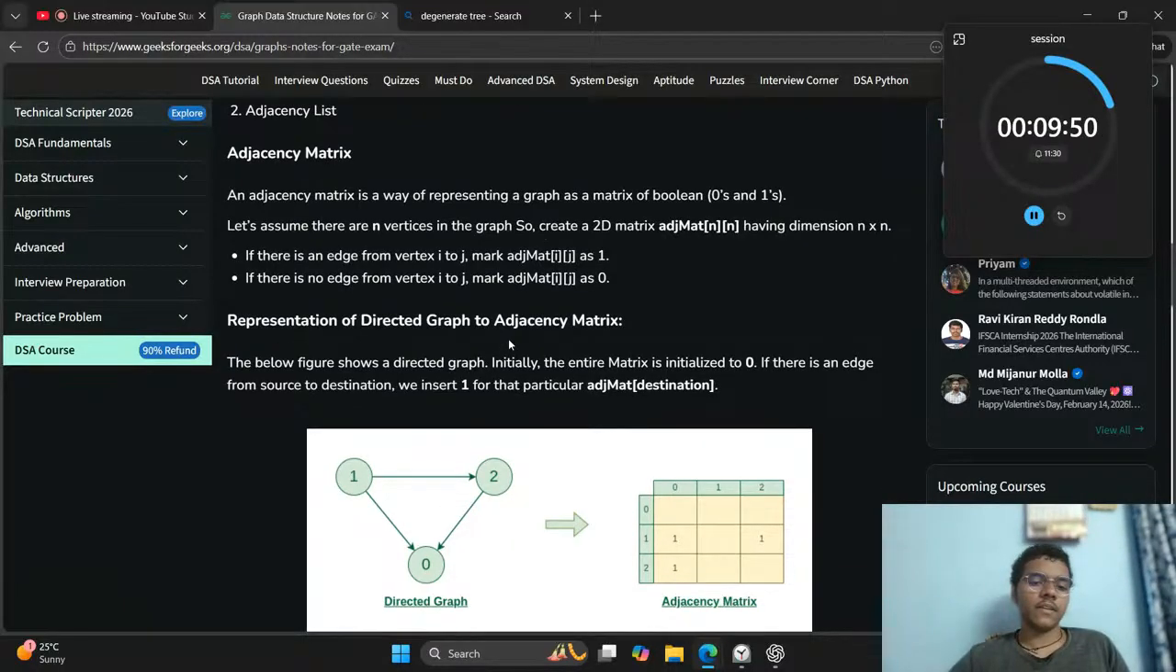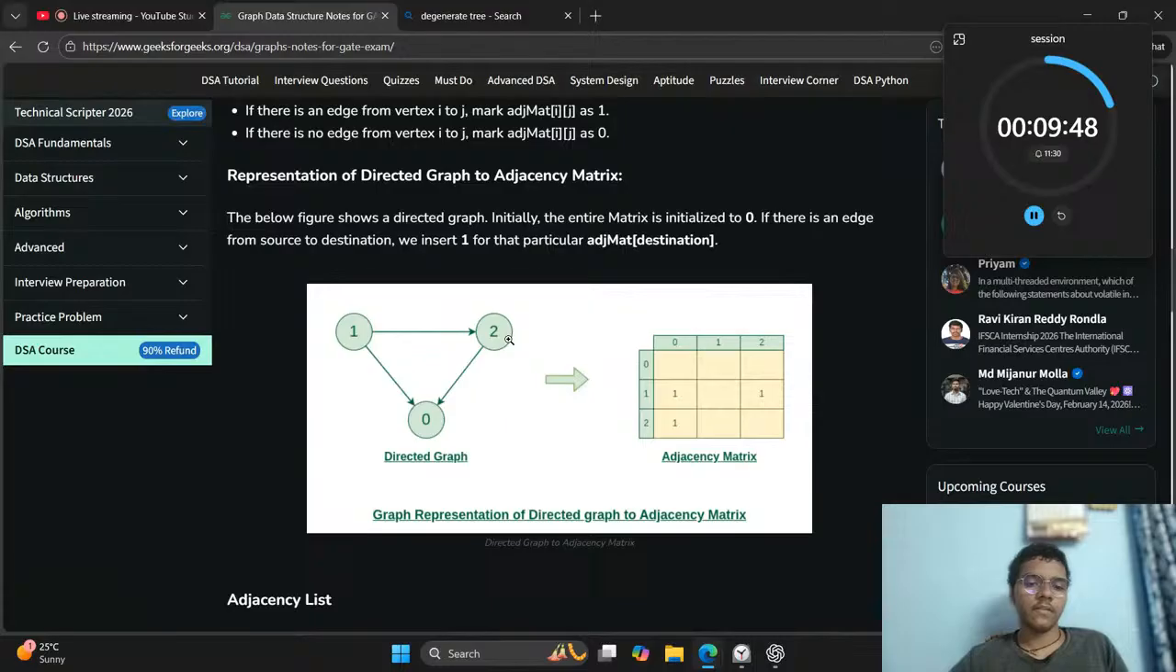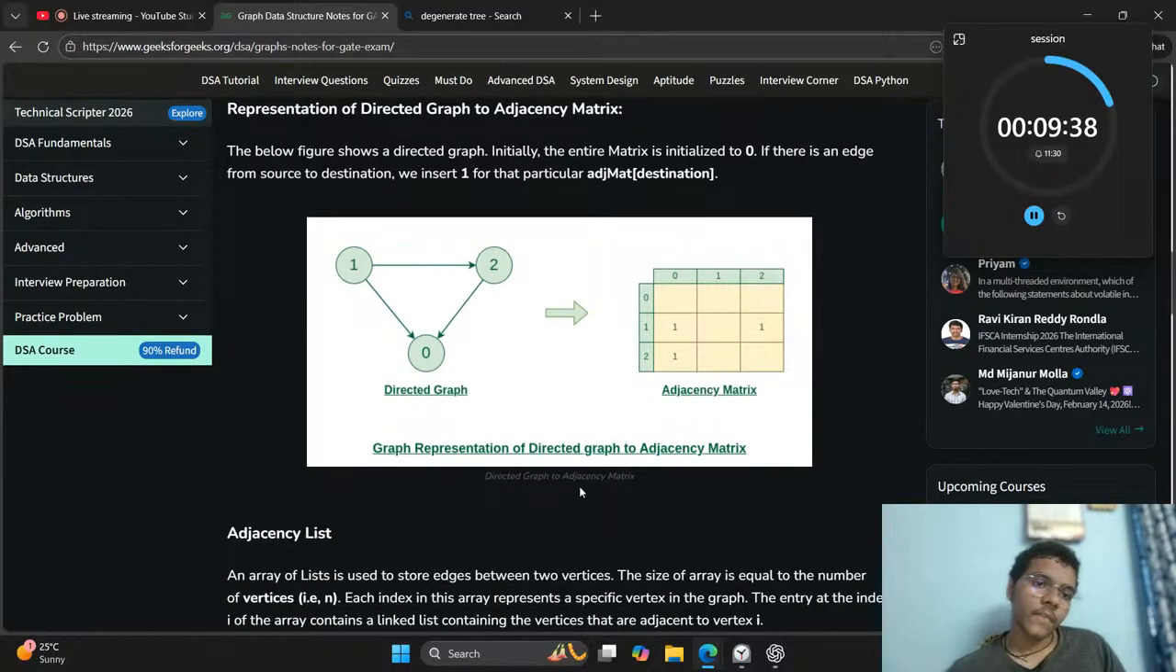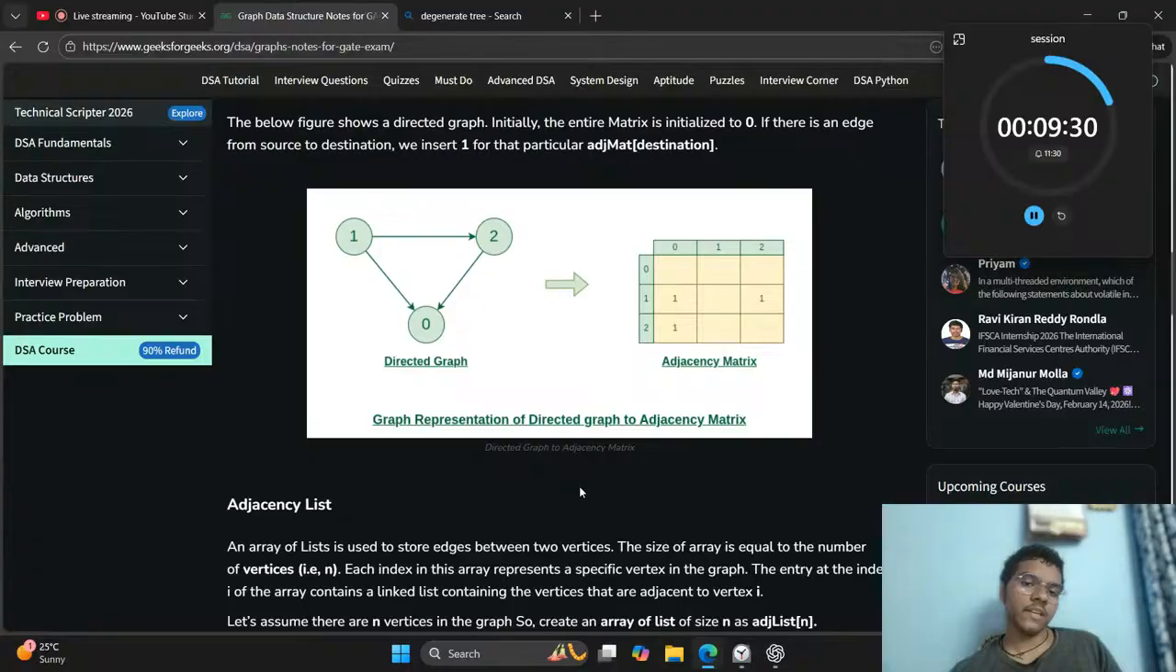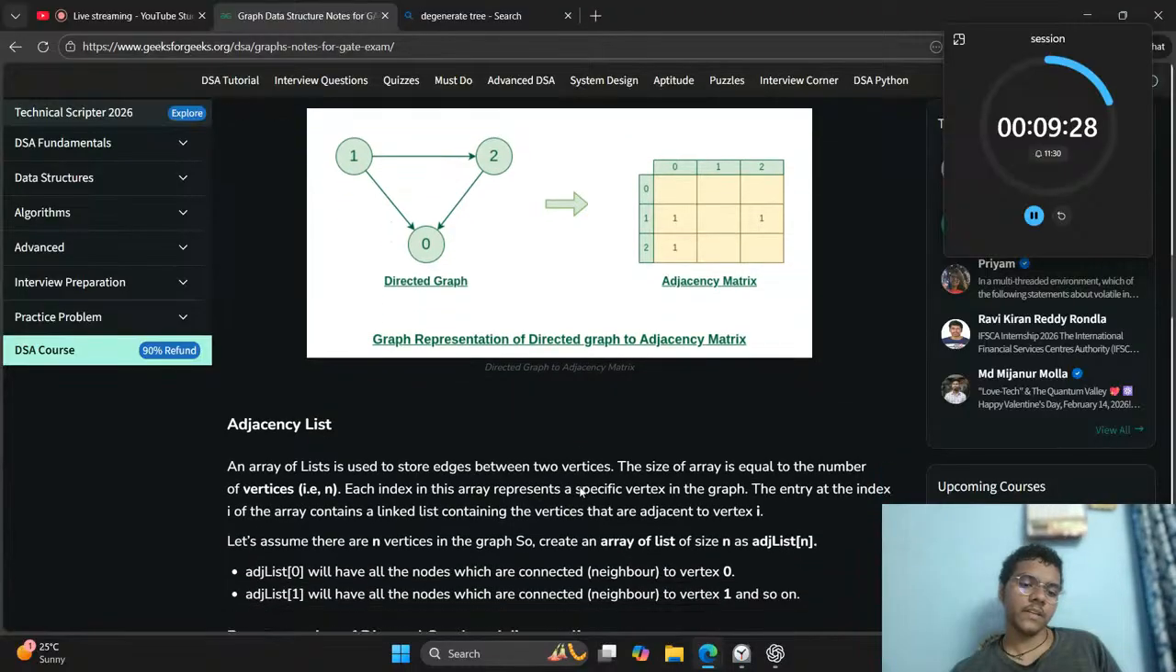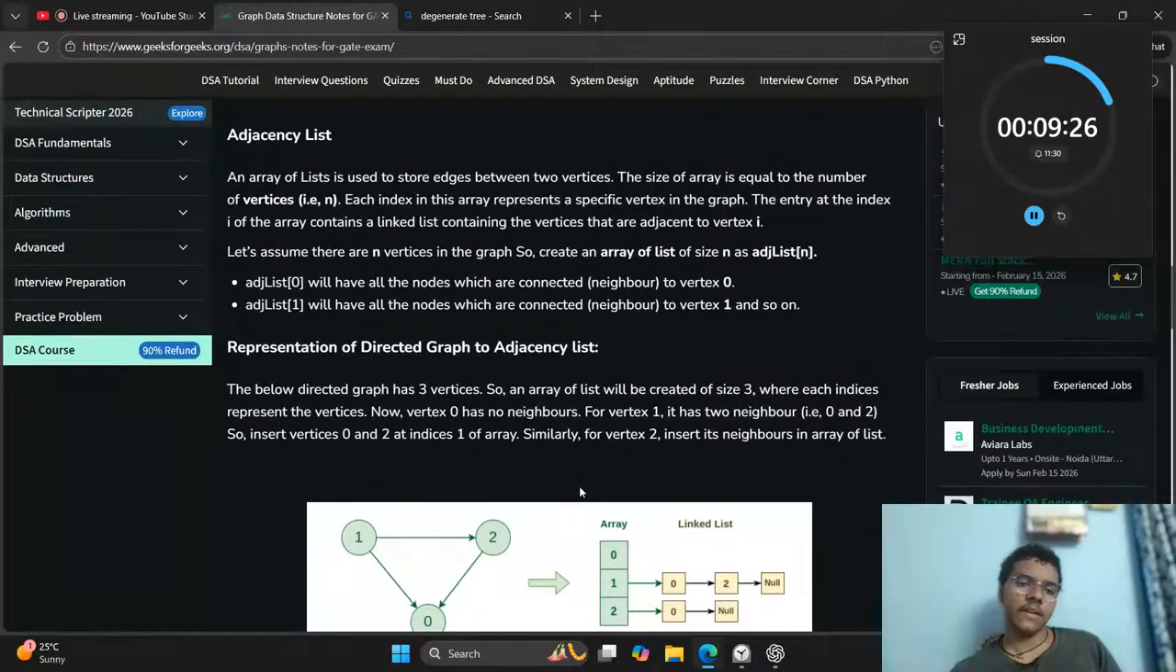Representation of a directed graph as an adjacency matrix: the edges are 1 to 2, 1 to 0, and 2 to 0. The given figure below shows a directed graph. Initially, the entire matrix is initialized to 0. If there is an edge from source to destination, we insert 1 for that particular adjacency matrix entry.